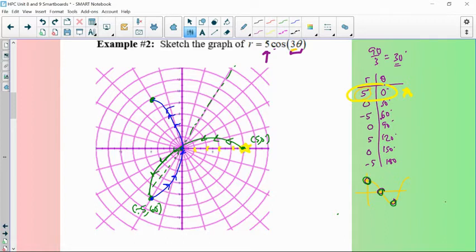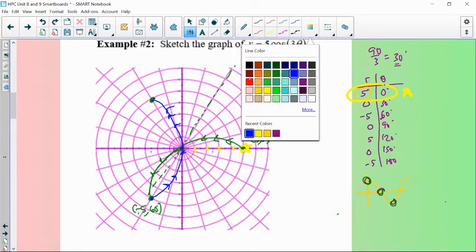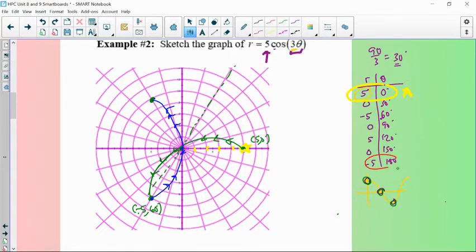And then finally, I need to get back to the origin, and notice that -5, 180. So 180 is out to the left, but -5 coincides right back there. I should also label this point as 5, 120. And so we try to make one smooth, continuous arc through there.